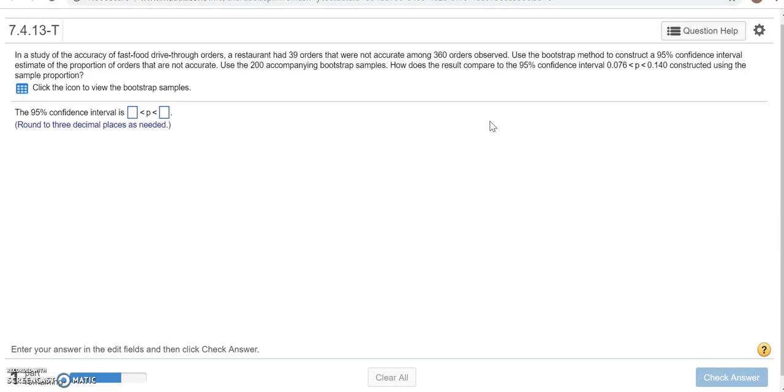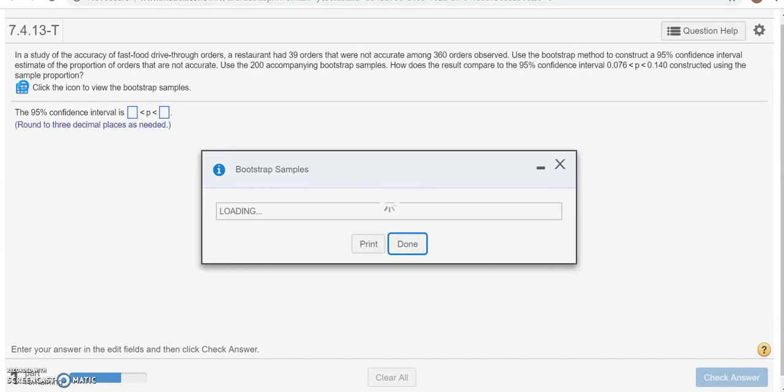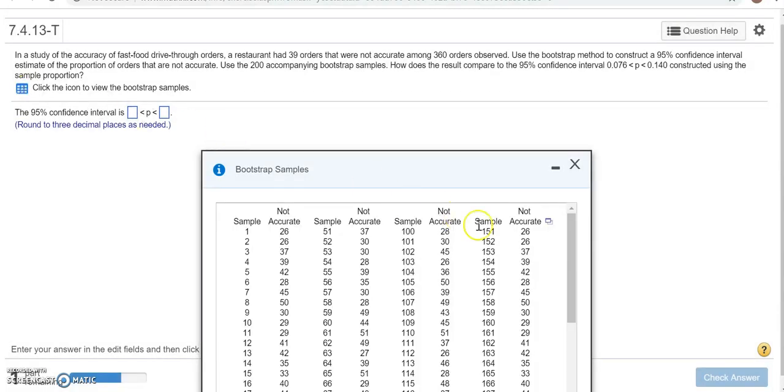Use the 200 accompanying bootstrap samples. How does the result compare to the 95% confidence interval given here? Okay, so first let's go ahead and open up our bootstrap samples inside StatCrunch. I'm going to click on this little blue icon, which will open up the data, and then click on this little blue icon and choose to open in StatCrunch.